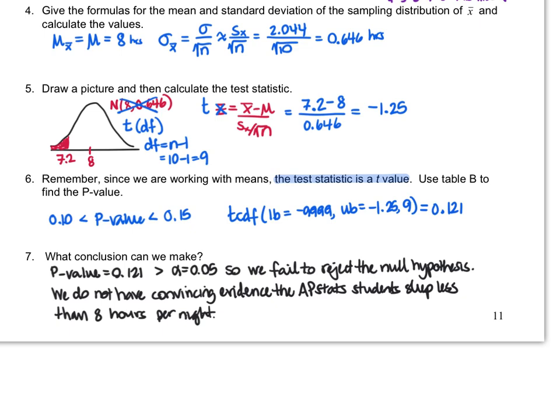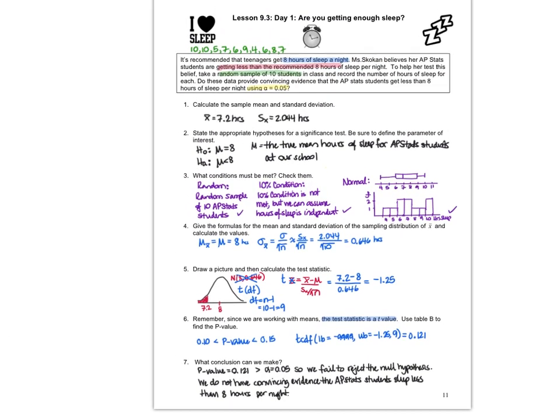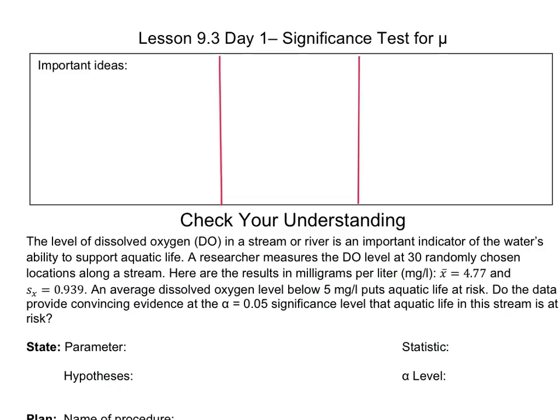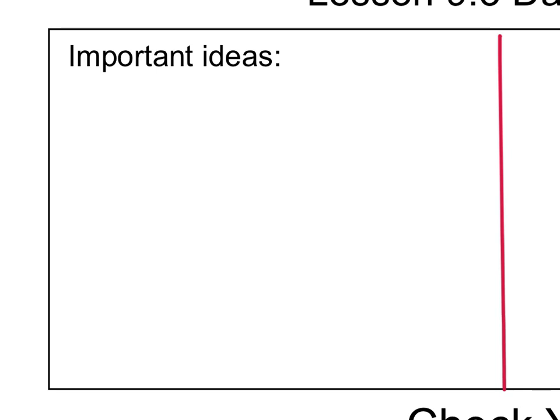So once we've got this done, of course, we're going to go on to the next page and we are going to fill in our box of important information, and then we'll have our check for understanding. To start with, let's take a look at the conditions that we're checking.